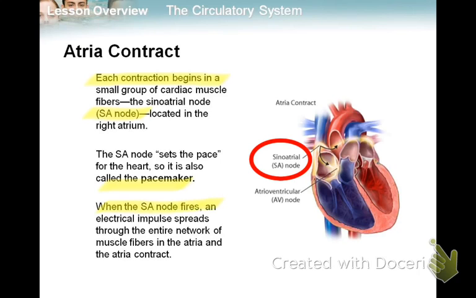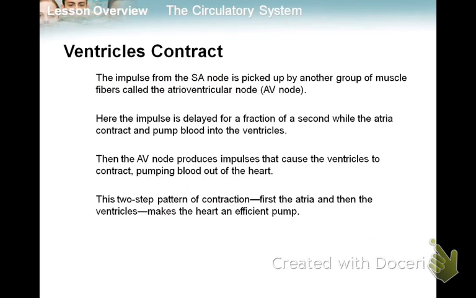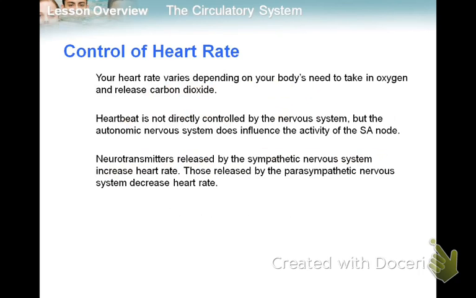When the SA node fires, an electrical impulse spreads through all of the atria muscle fibers, and the atria contract. Then the ventricles contract, and that's done in a delayed fashion by the AV node, another group of muscle fibers. There's a delay, like I said, for a fraction of a second, and then when the blood gets into the ventricles, the AV node produces impulses to cause them to contract. This two-step pattern, like I said, makes the heart efficient.